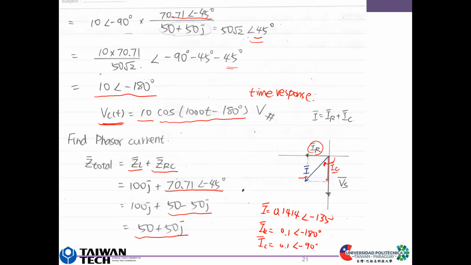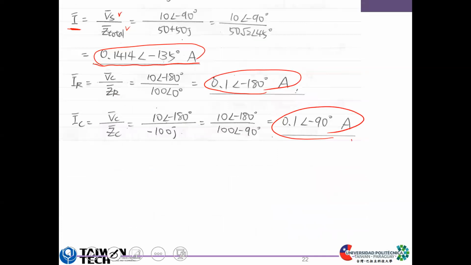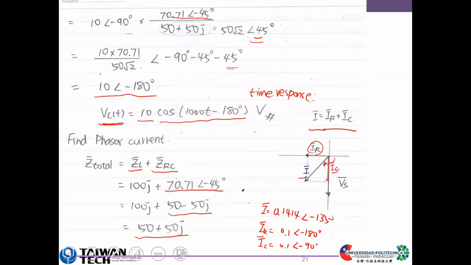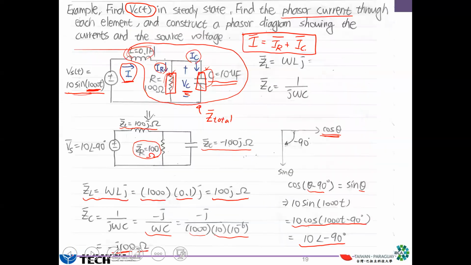So we have this I, the phasor of the current, equals the phasor of the resistor current plus the phasor of the capacitor current. Okay, so by doing this, we find the current flowing through each component. So we find VC, and we also find the current flowing through each component.